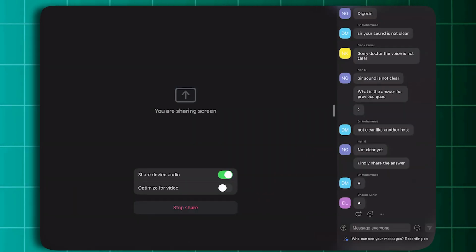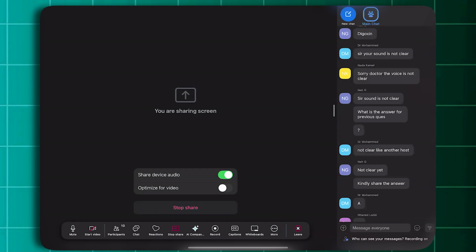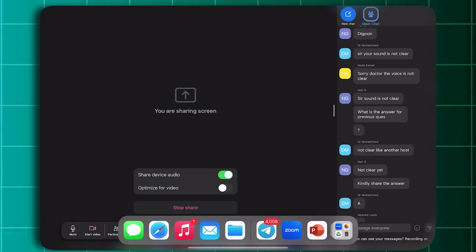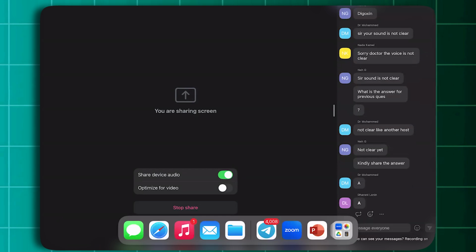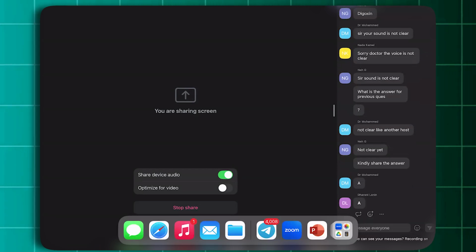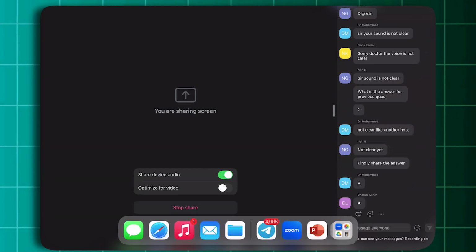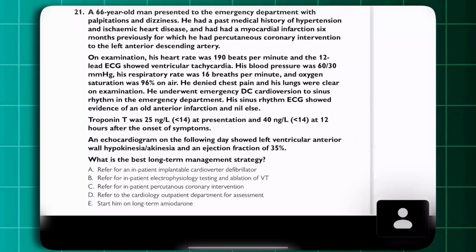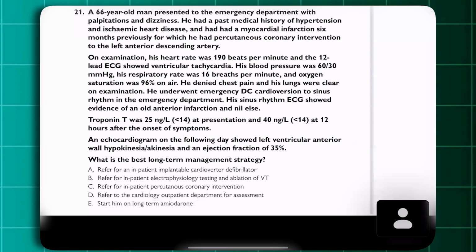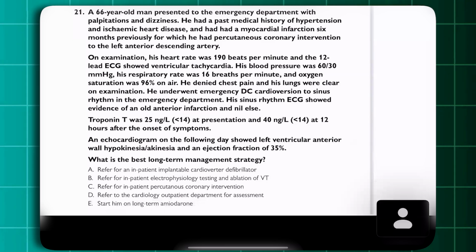Okay, so you were answering here, it's option A. Dr. Muhammad and Dr. Dharani have said that the answer is A. Okay. So it's referral for inpatient implantable cardioverter defibrillator. So that is the answer. First I shall discuss the other options, and then we can go back to that.